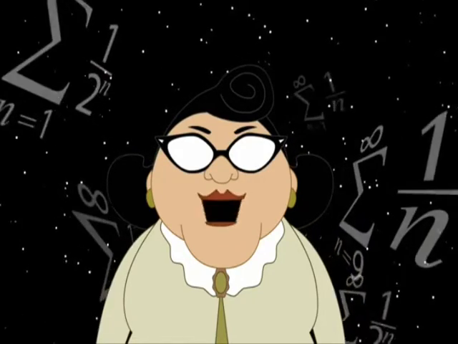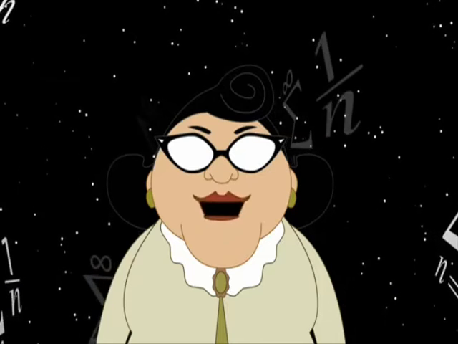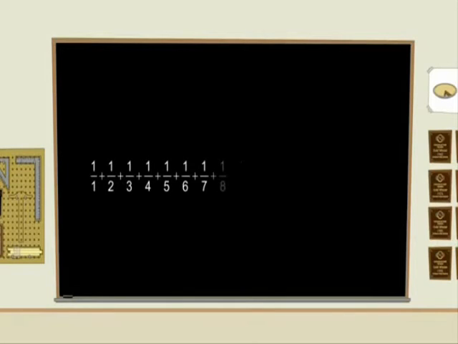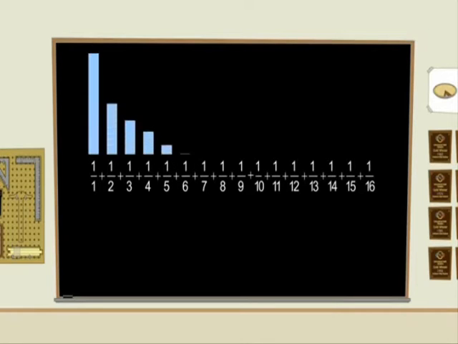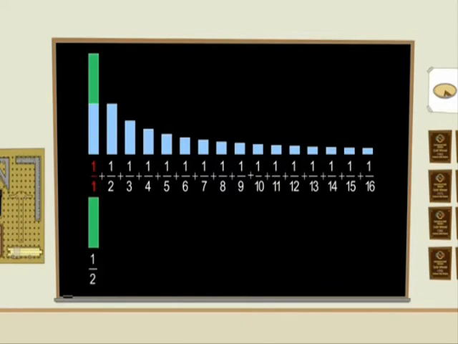Let's take a closer look at this series to see why it never converges. Let's write down the first few terms of this infinite series. Now, let's make little stacks equal in height to each term in the series. Notice that the first term of the series is equal to 1/2 plus 1/2. The second term in the series is also 1/2.